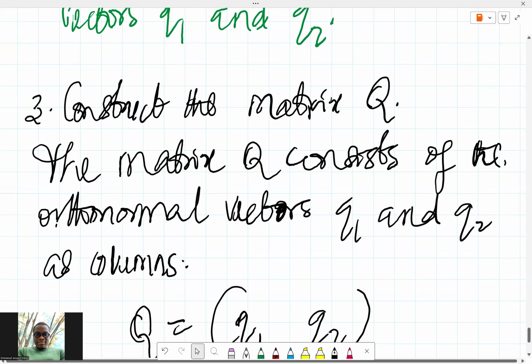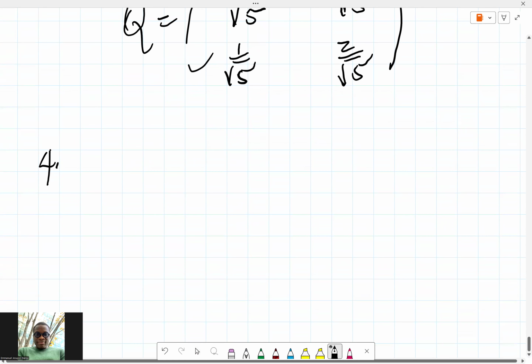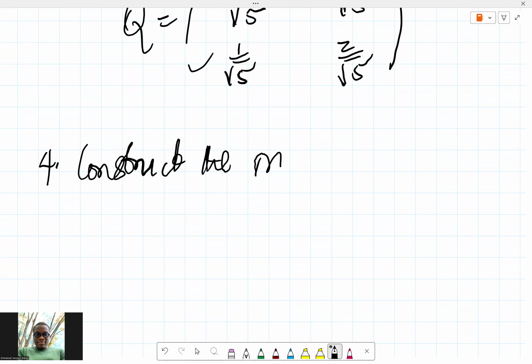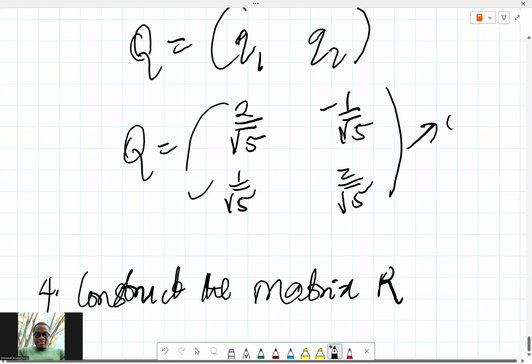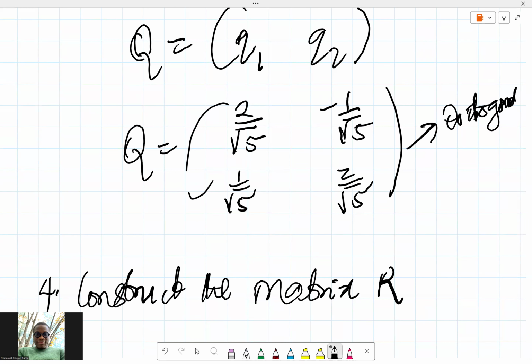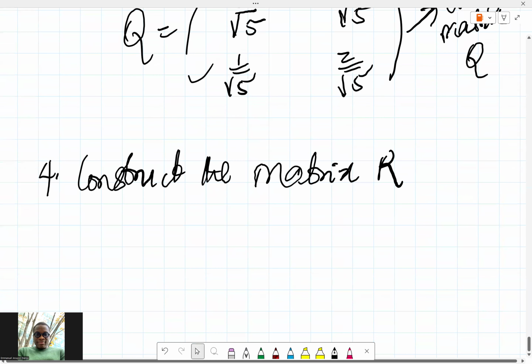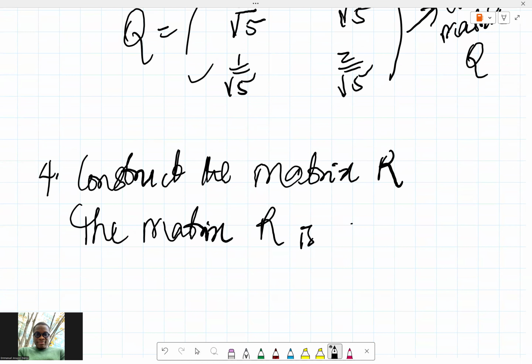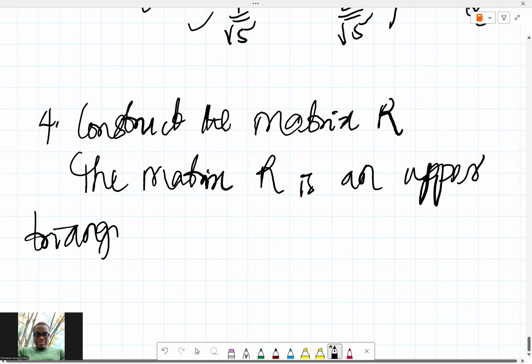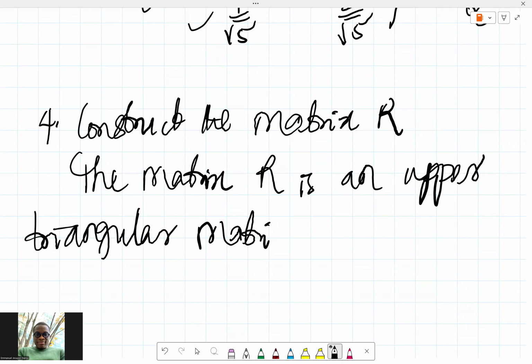Okay. So the fourth sub-step would now be to construct the matrix R. So we have got our orthogonal matrix. This is our orthogonal matrix Q. It's QR decomposition, orthogonal matrix Q. This is it. So we now want to construct the matrix R. So the matrix R is an upper triangular matrix. It's an upper triangular matrix. And it can be computed.